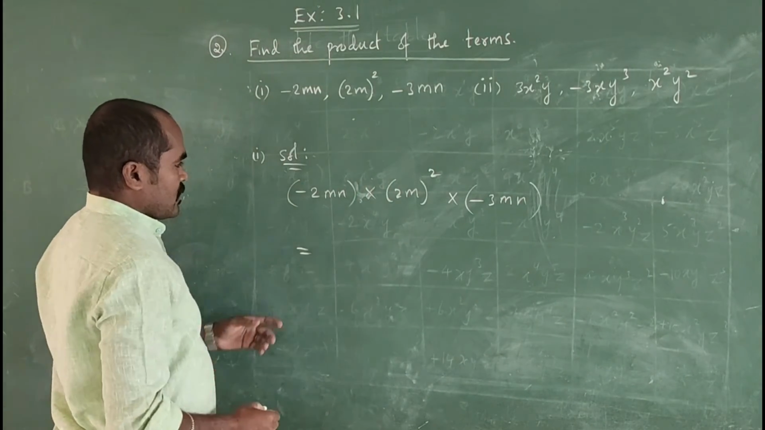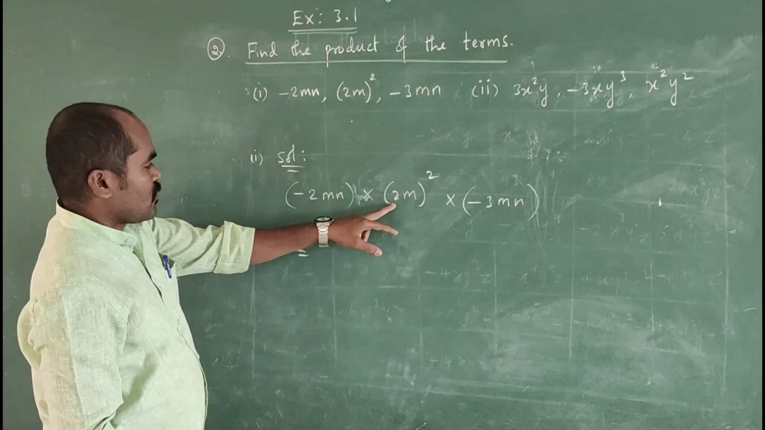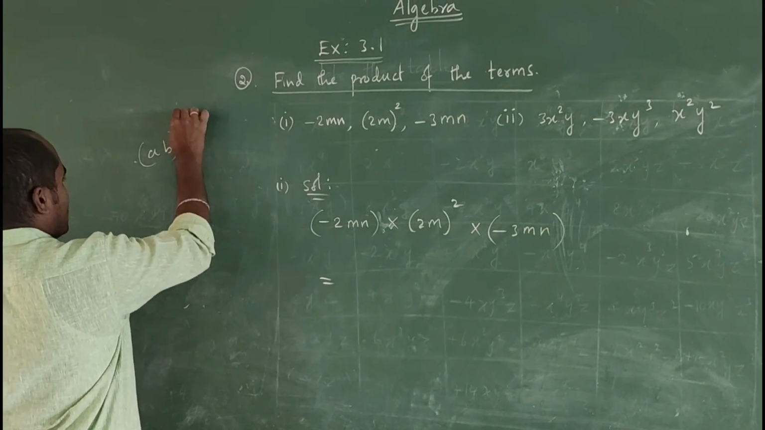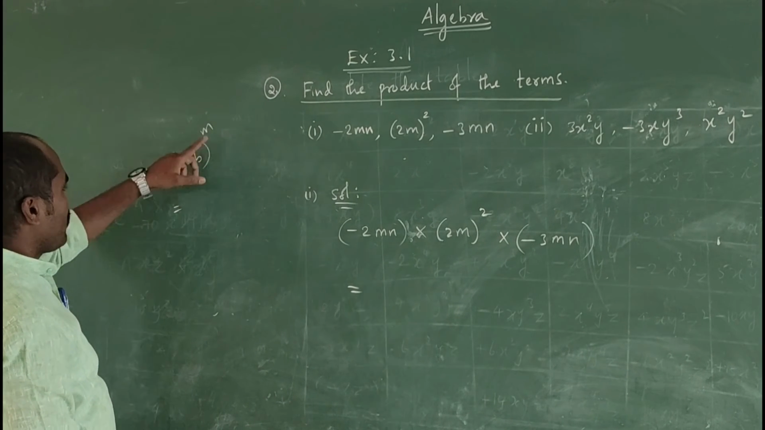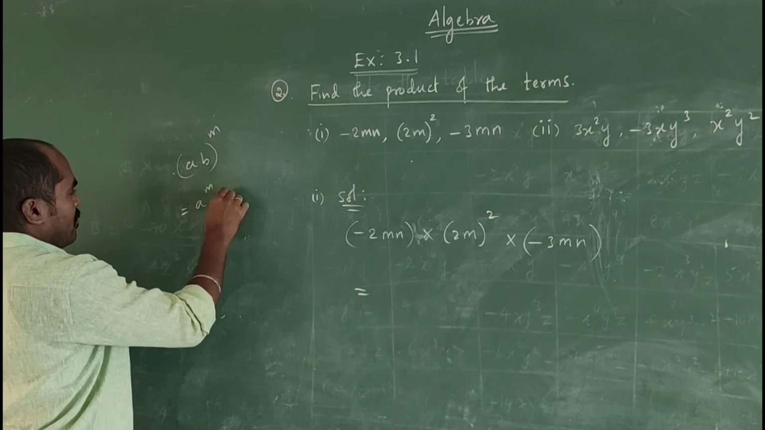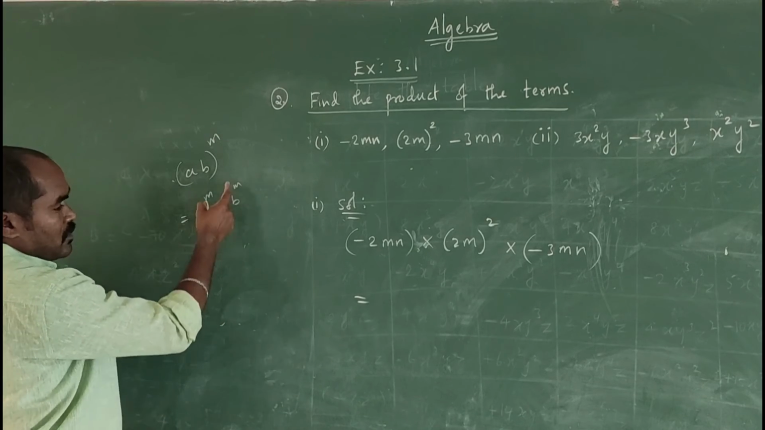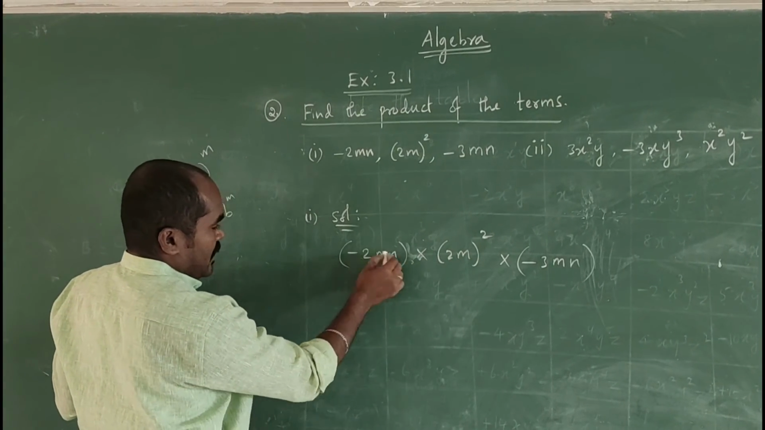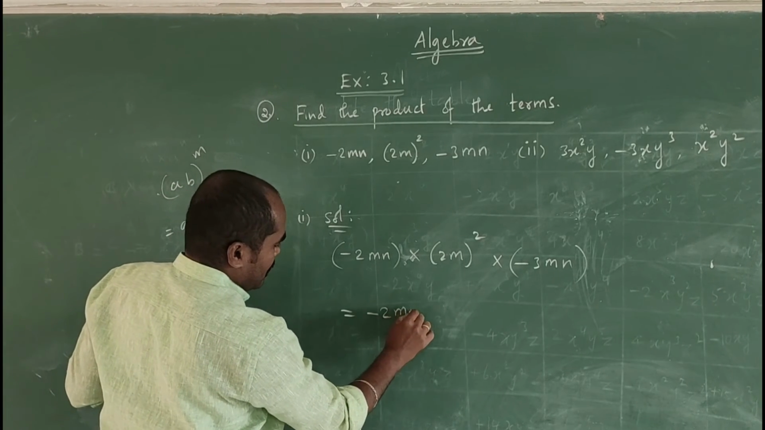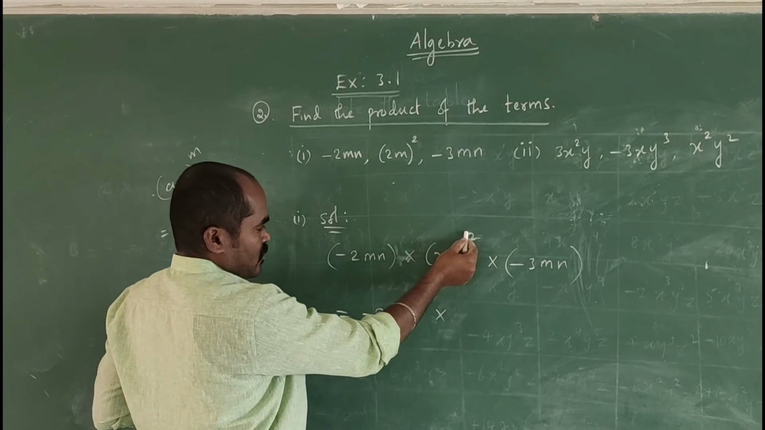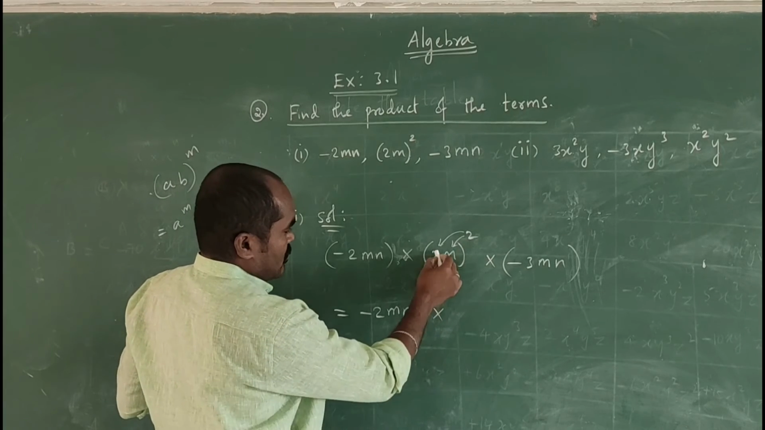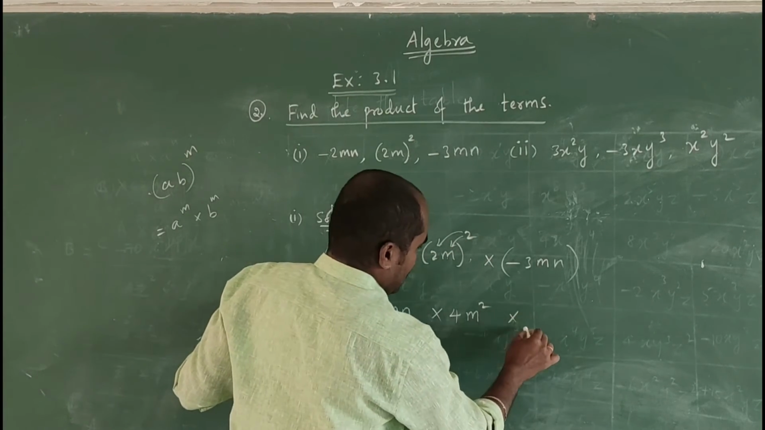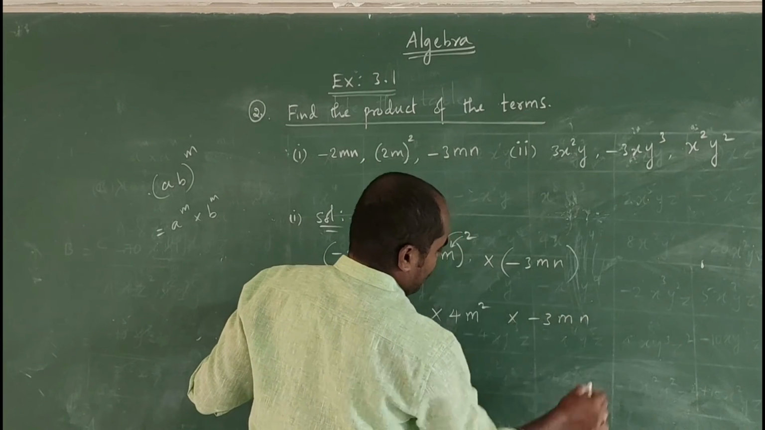See the second monomial, (2m) the whole square. We know (ab) the whole power m is a power m into b power m. So using this exponent rule, we write 2 square into m square. So write the first term as minus 2mn into, applying the square to each, 2 square is 4m square. 4m square into minus 3mn.